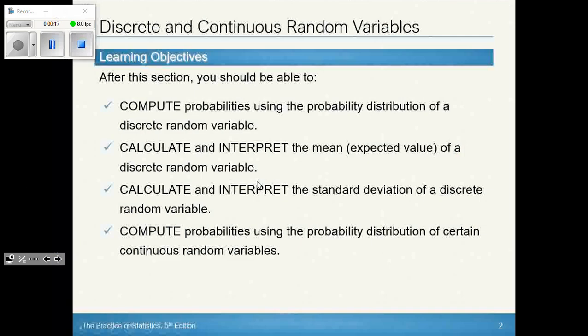The objectives for this unit, of course, are to understand what a random variable is, but then to calculate probabilities using a probability distribution, calculate and interpret the mean and the standard deviation of random variables, and to compute probabilities of certain continuous random variables as well.